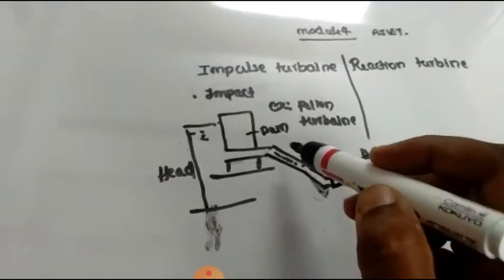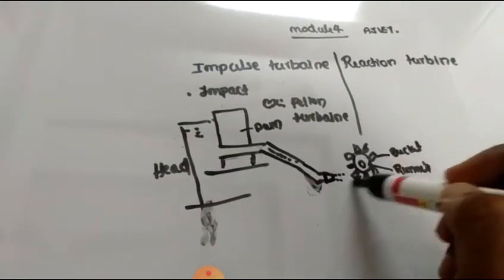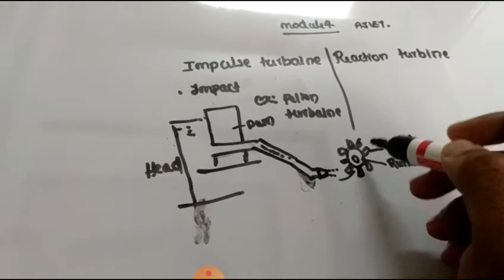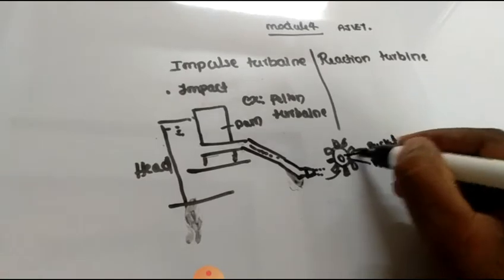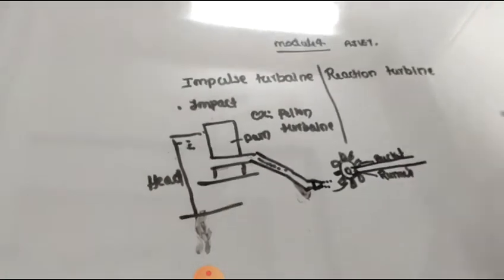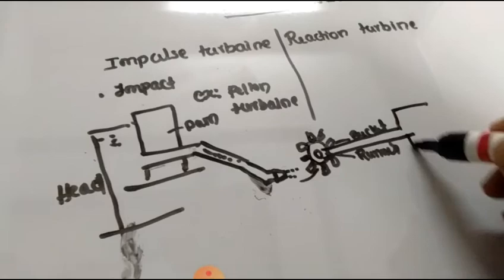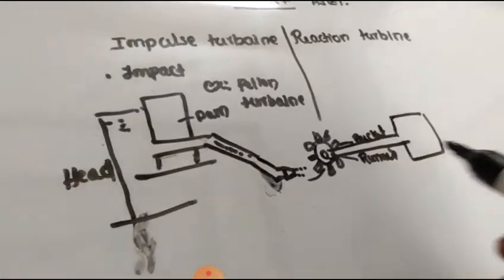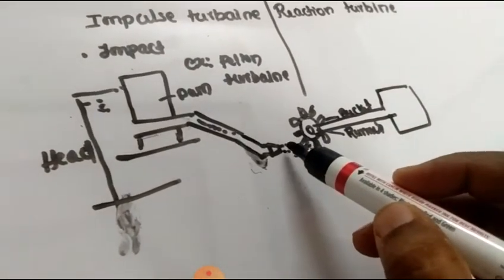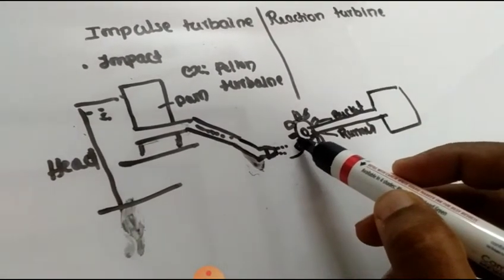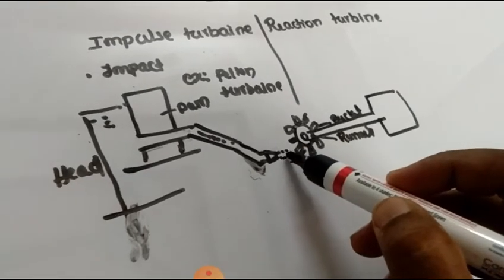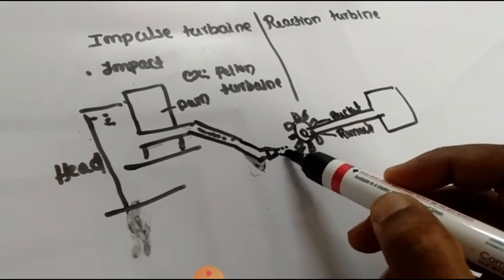As I told you, the water is stored on the upstream side and goes from upstream to downstream. Then it starts to rotate and the rotation is converted to electricity. The shaft is connected here, and a generator is connected to it, so electricity is generated automatically by this method. This is the general technique. What is impact? As I told you, the water comes out of the nozzle and strikes the bucket at high velocity. That is called impact, and for that reason it is called an impulse turbine.